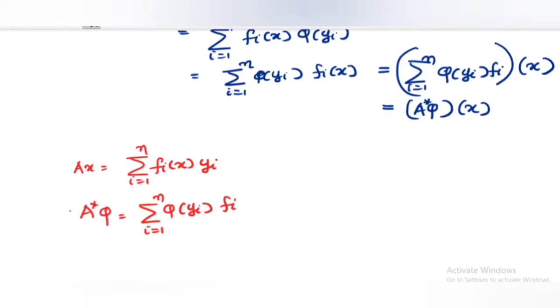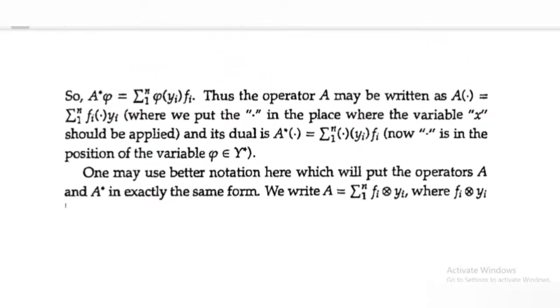This is our notation. If Ax is equal to fi of x yi, then A star phi is equal to phi of yi into fi, and we can write this notation like this. We can mark A as sigma i equal to 1 to n fi of dot yi. We put a dot in place of the variable x. Also A star phi is actually phi of yi into fi.